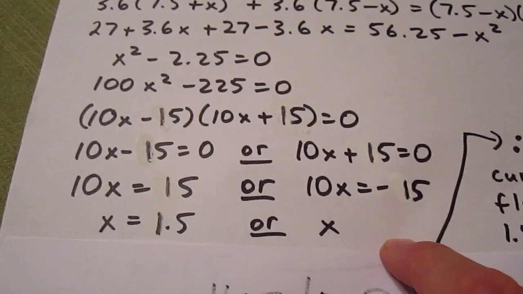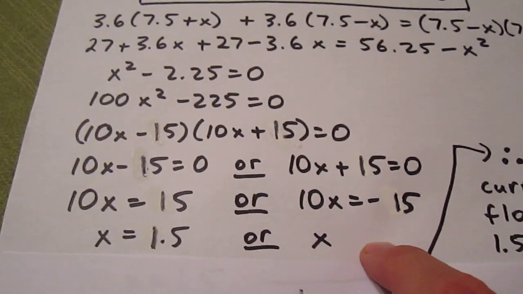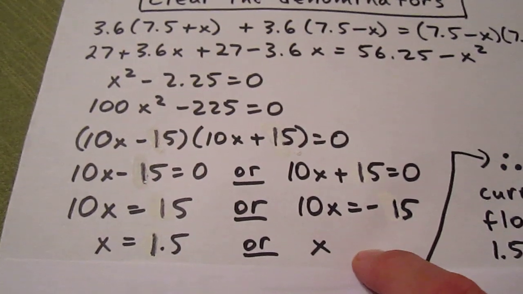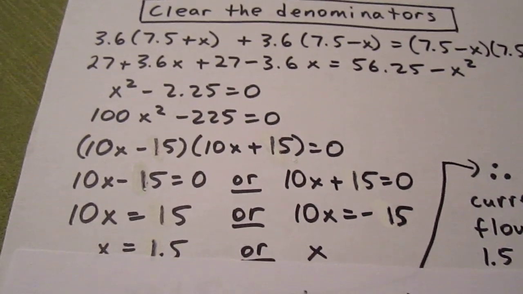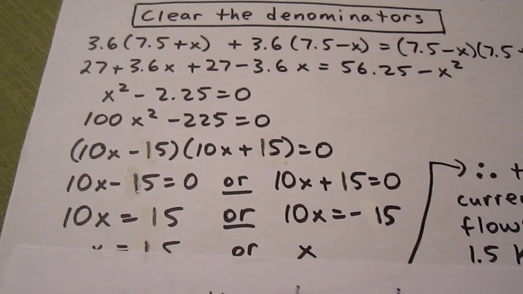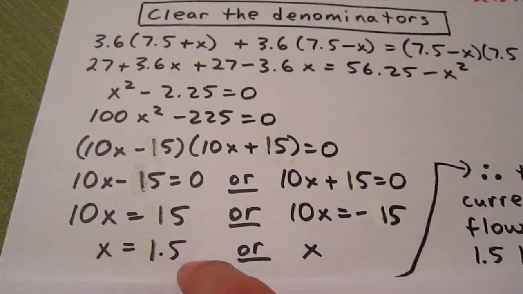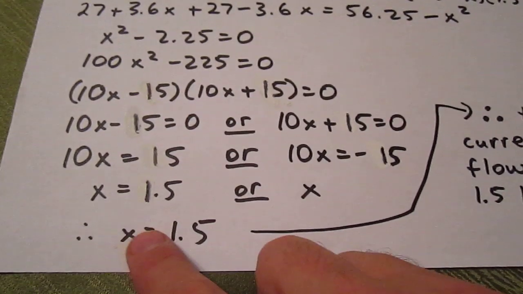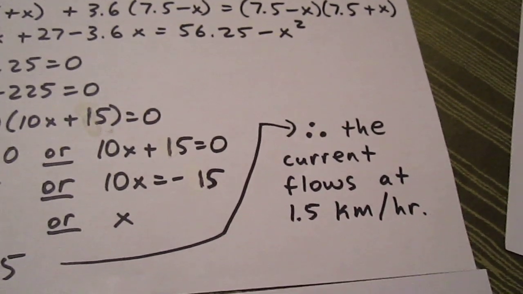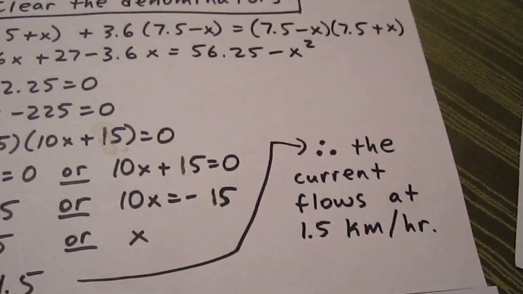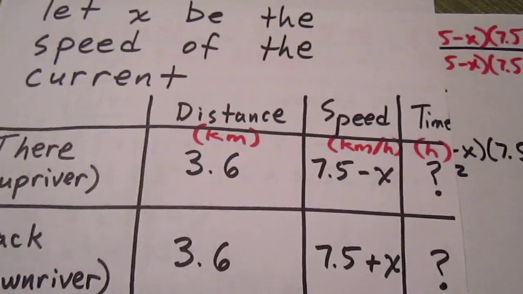However, we know that the current on the way there is positive because of the way we set it up, we set it up such that he was going to be going slower on the way there. So our current is positive, so x is 1.5. So we can say therefore x equals 1.5, and therefore the current flows at 1.5 kilometers per hour. And if we want, we can go back to our original formula and see if this makes sense.